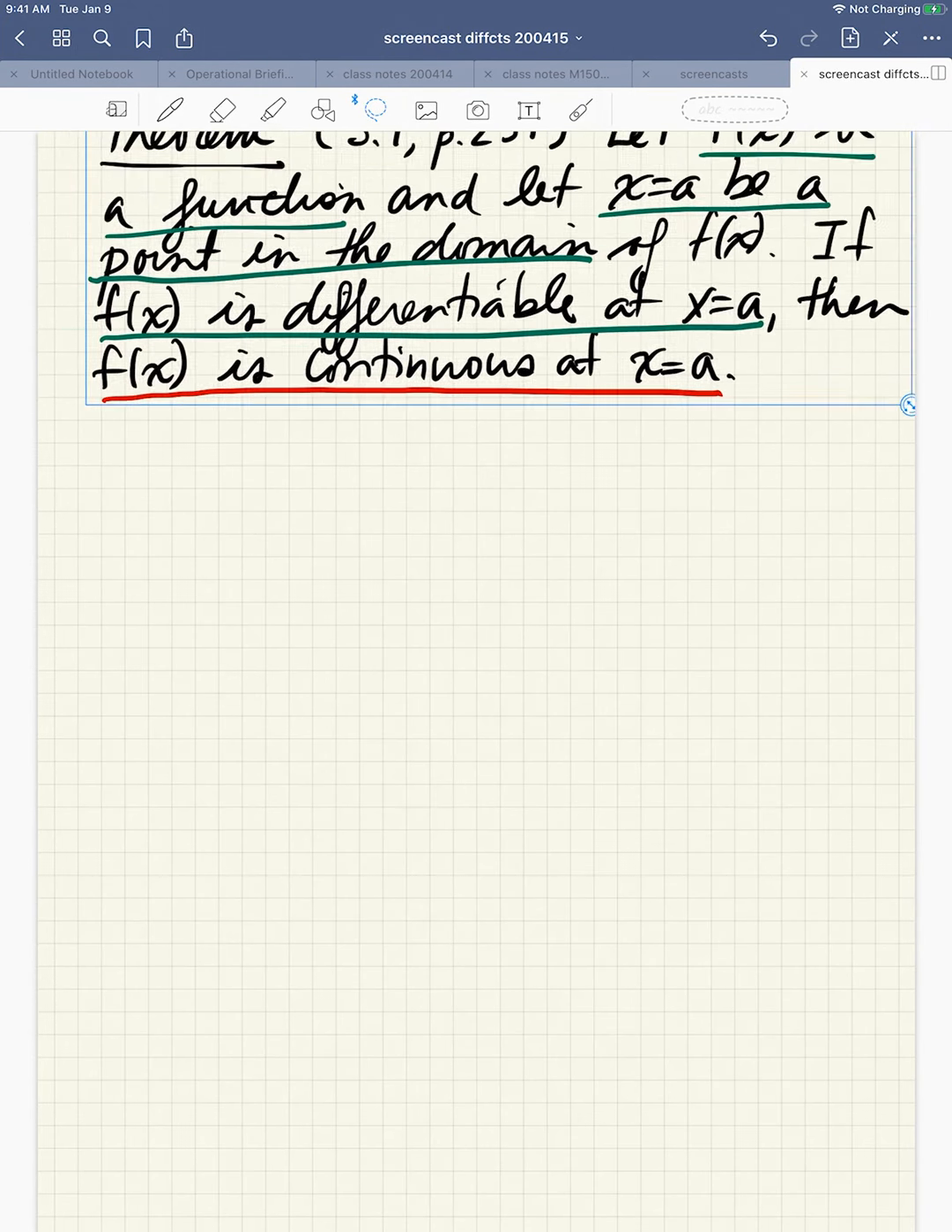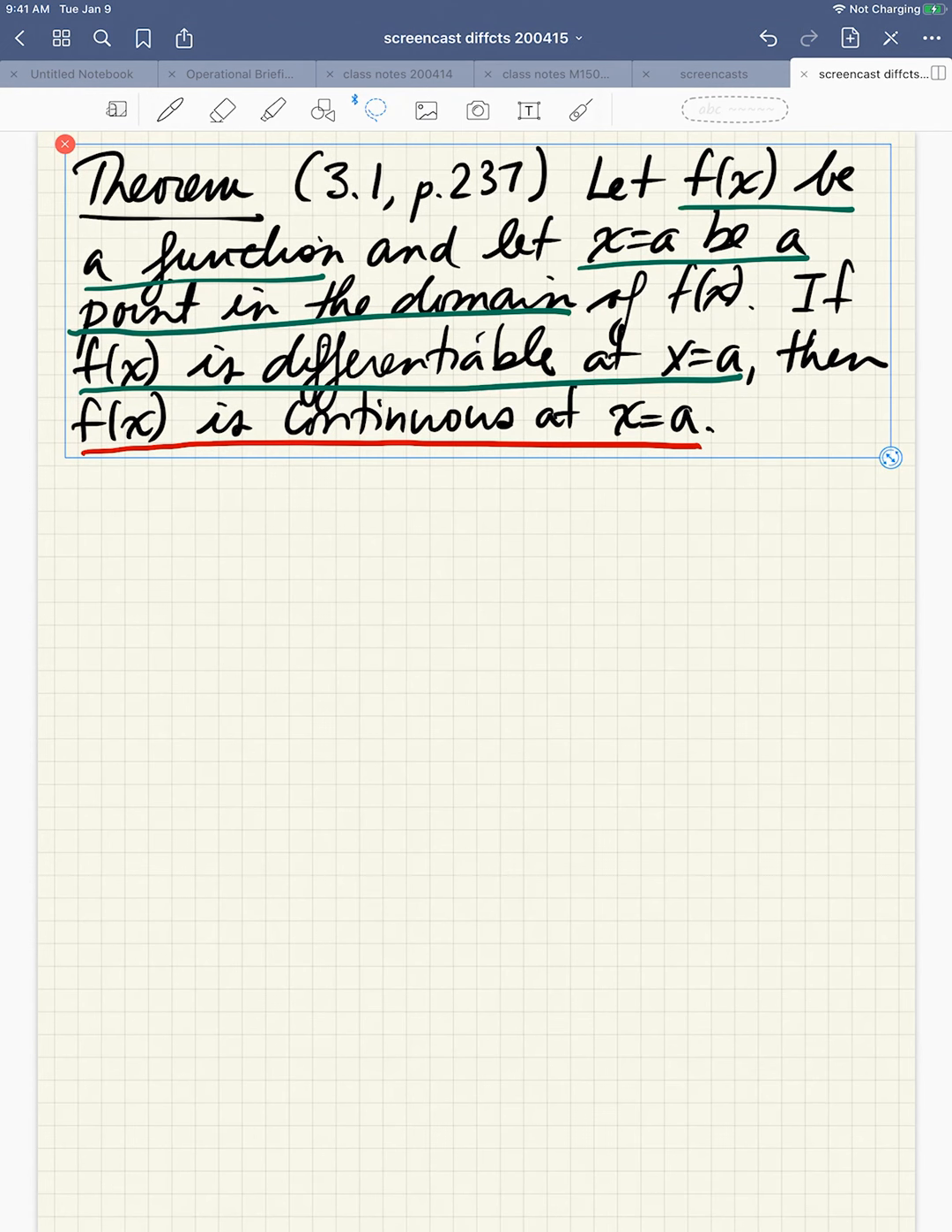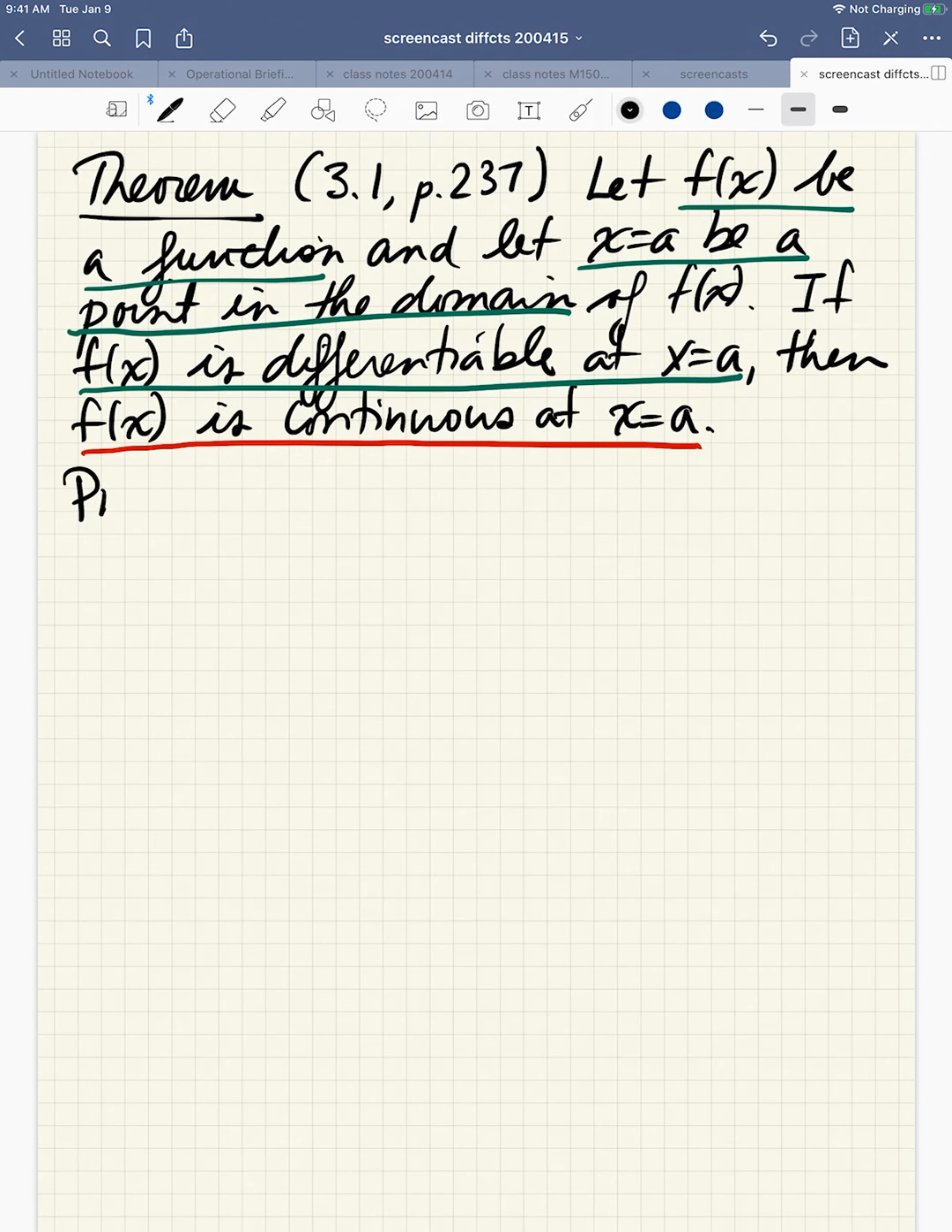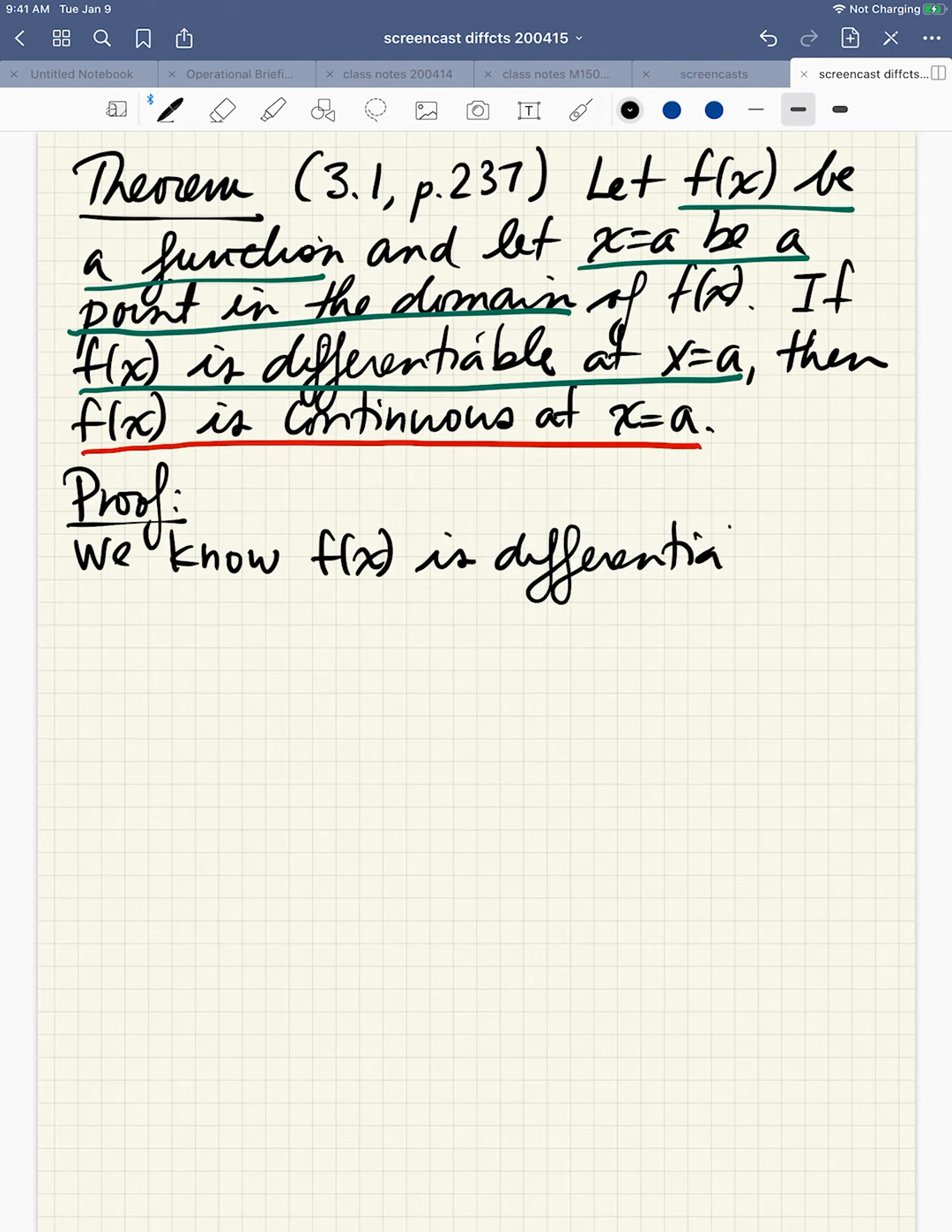I'm going to put this right here. So this is what I want to prove. So here's how the proof is going to go. I'm going to say we know f of x is differentiable at x equals a.